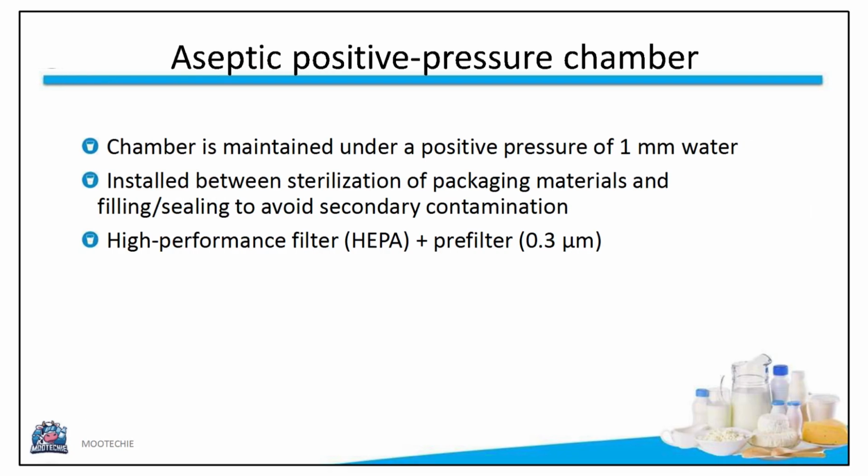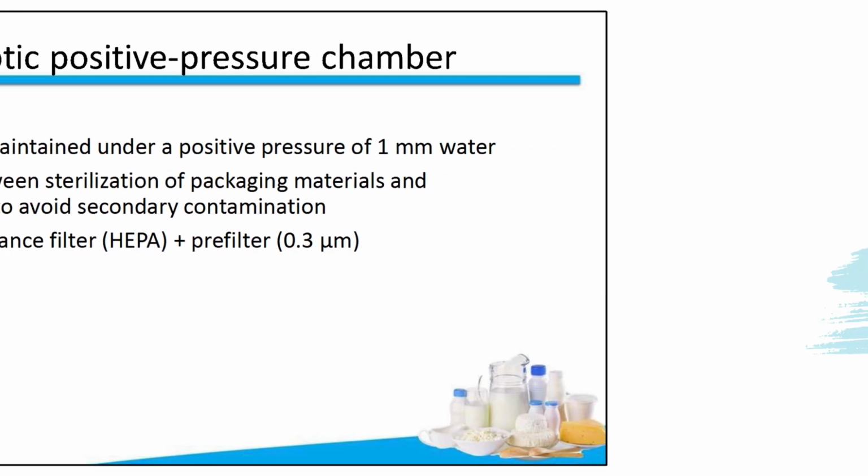A key feature in many aseptic fillers is the aseptic positive pressure chamber. This chamber is maintained under a slight positive pressure, about 1 mm of water column. It is installed between the zone where packaging materials are sterilized and the point where filling and sealing occur. This positive pressure ensures that any air leaks are outward, preventing contaminated air from entering the sterile zone. The air supplied to this chamber is filtered through a high-performance HEPA filter, often with a pre-filter that removes particles as small as 0.3 micrometers.